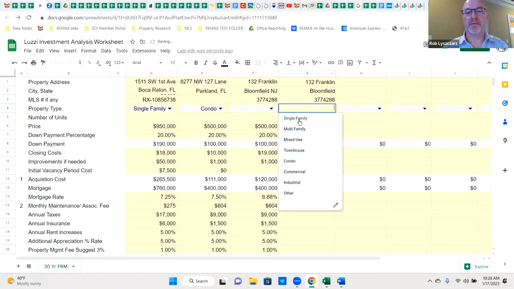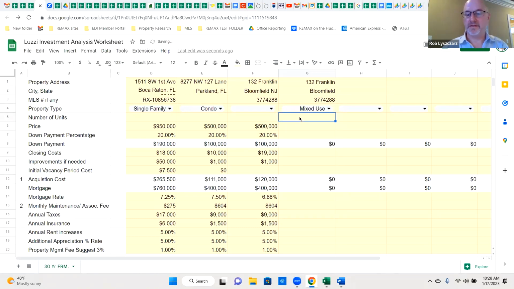It's a mixed use property. It's 8 units. The asking price is 299,500. 25% down. Closing costs, I'm going to say 30,000. Improvements. This is fully rented, so you wouldn't need to do anything. There'd be no initial vacancy.